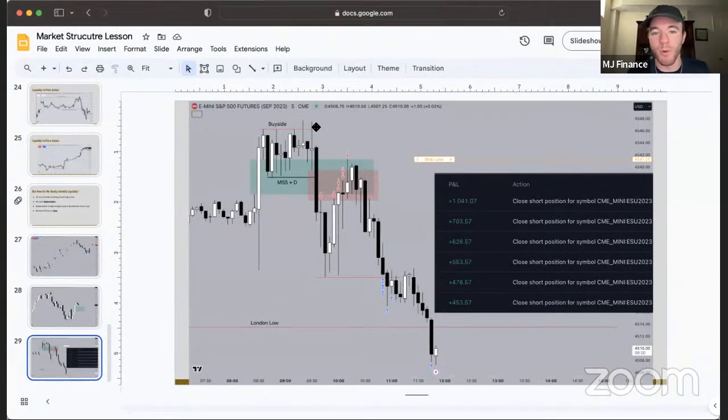Liquidity run is step 1 for my trade. Step 2, displacement, market structure shift. Price completely disrespects the most recent swing low right here. So that's step 2. Step 3 is to wait for price to come back into what's called a sell side imbalance. Now, I was calling it a gap before.